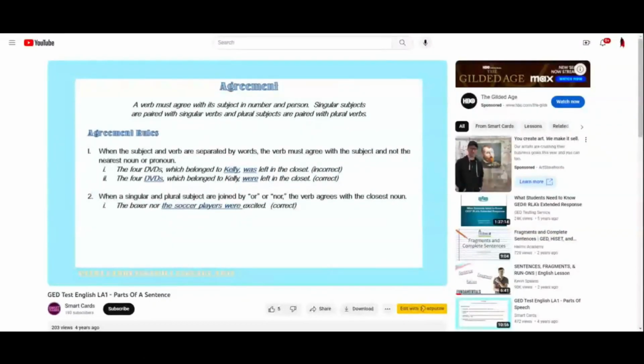If we were to switch the places of the singular and plural elements of the subject, we must use a different verb. For example, the soccer players nor the boxer was excited. In this example, the linking verb is closest to the singular subject boxer. So the singular linking verb was must be used. Hence, this sentence is grammatically correct.